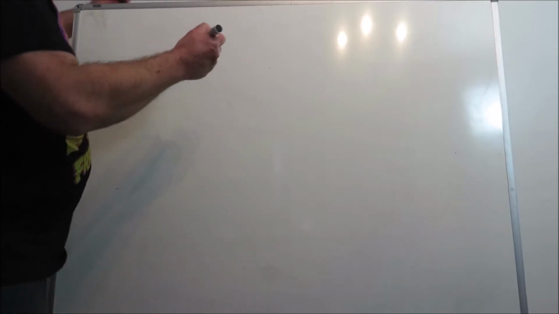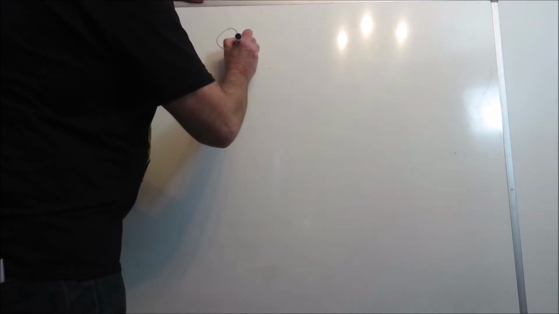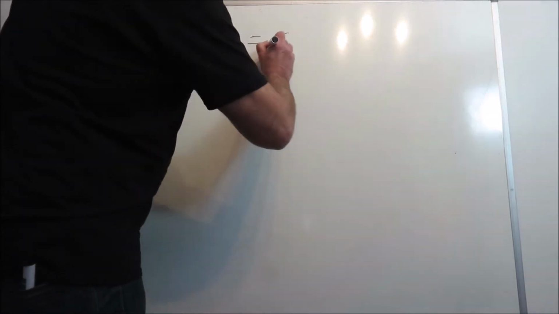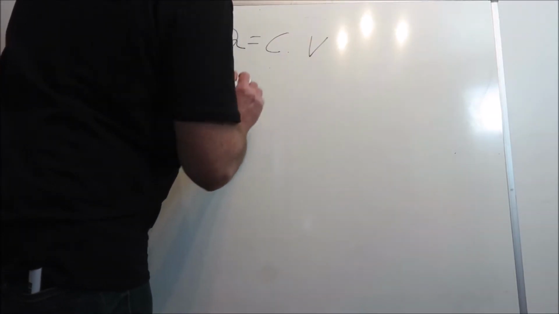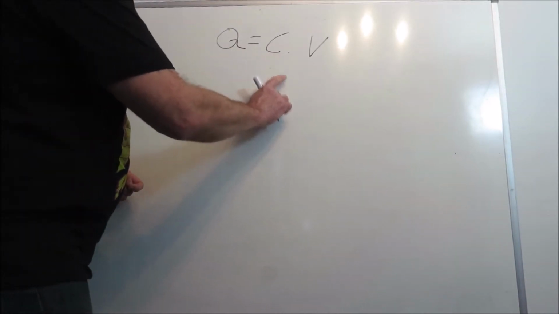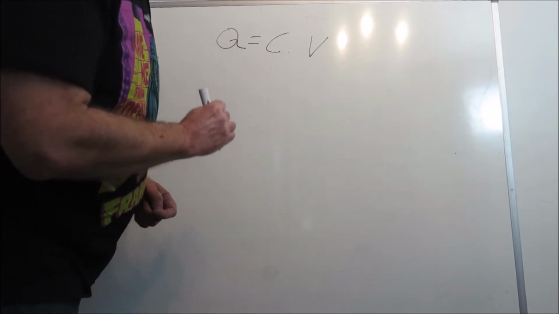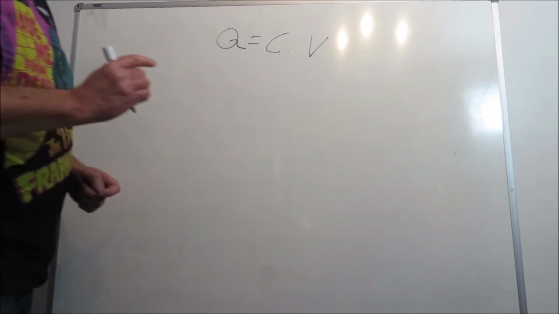And another thing we can look at in capacitors is the amount of charge it gets. So Q, our charge, is equal to C times V. So Q is the charge in coulombs, C is the capacitance value, and V is the voltage. And that will tell us what the charge on the capacitor is going to be.